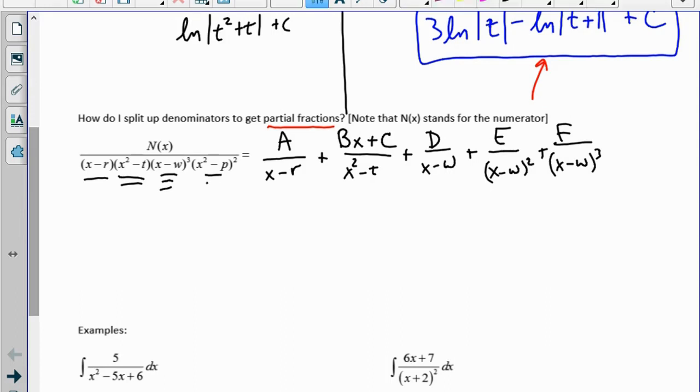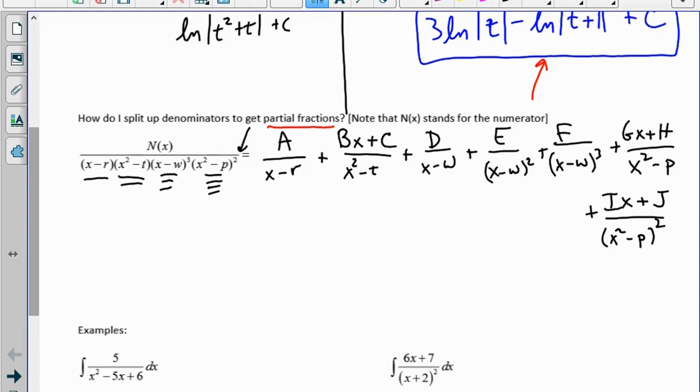And then finally, I have this x squared minus p, the quantity squared. So if I have a repeated quadratic factor, I'm going to have gx plus h over x squared minus p. And then I have one more term that I have to write, ix plus j over x squared minus p squared. And I have to do that because there's a repeated factor and I have to do it as many times as the power. So that's just an example of how to do that.